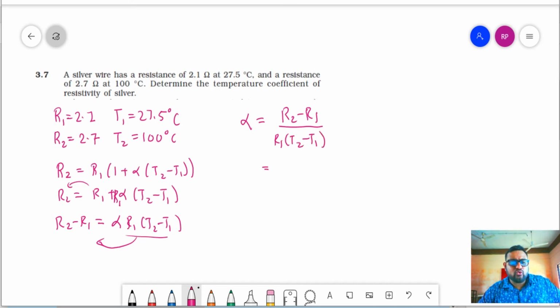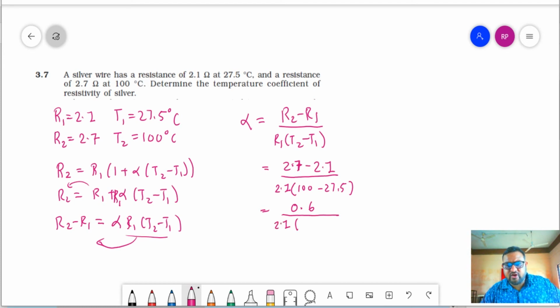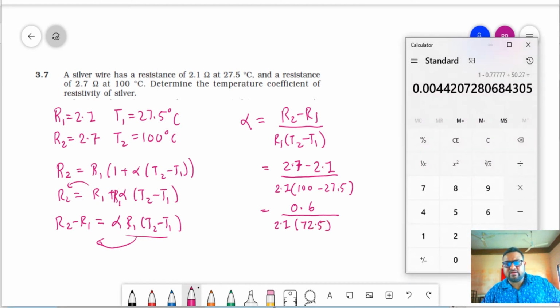So what is R2? 2.7. R1 is 2.1. Upon R1, that is 2.1, T2, that is 100 minus 27.5. So 2.7 minus 2.1 is 0.6, upon 2.1 into 100 minus 27.5, that is equal to 72.5. So now let's divide it.